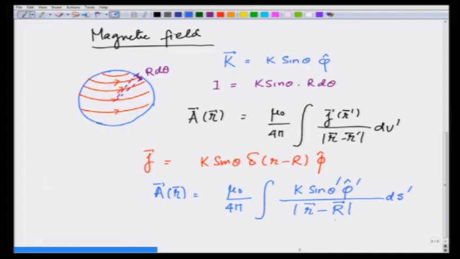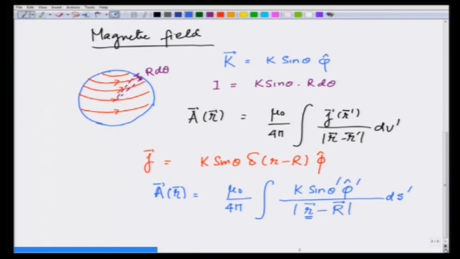Right? Vector r prime denotes the vector on the surface. r is the point where I am calculating the vector potential, and K sin theta prime gives me the magnitude of the surface current, and phi prime, the phi unit vector prime, is the direction of it, and we wish to calculate this.